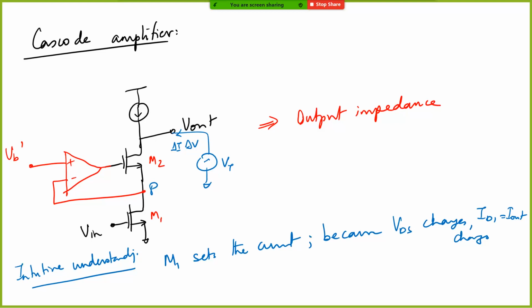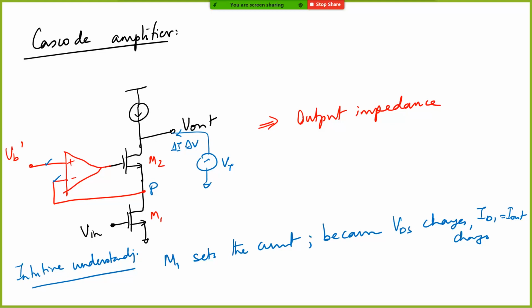Now, on top of that, what have you done? You have put an op amp. Now, what is this op amp going to do? This op amp is in negative feedback, and the job of this op amp is basically to make sure that this node P is at the same voltage as VB, right? Both the potentials will be the same. Okay, so accordingly, it is going to change the gate bias of M2, making sure that the node P is as fixed as possible to VB.